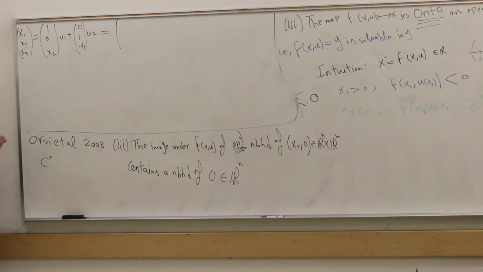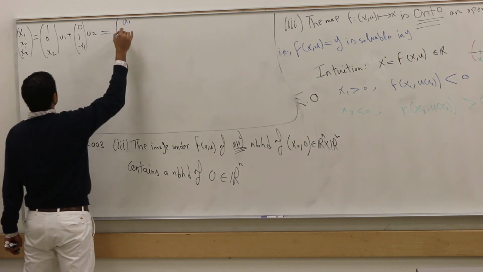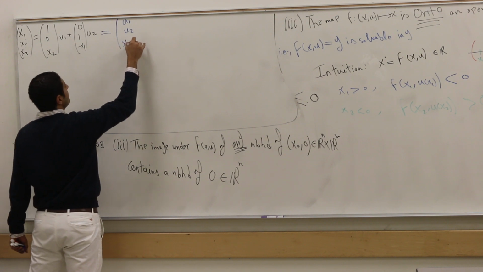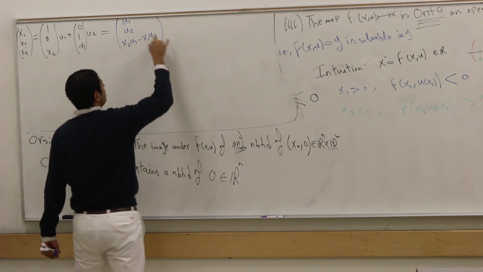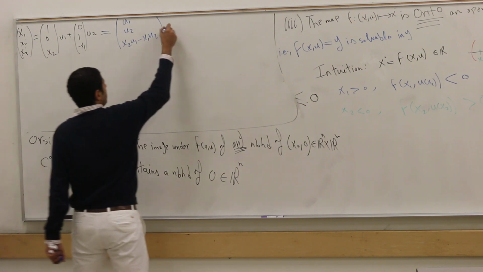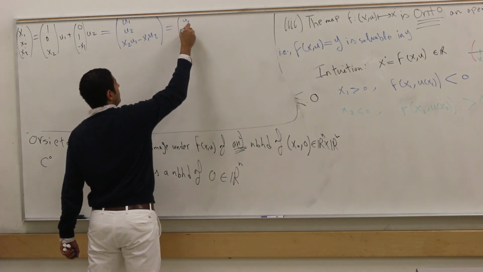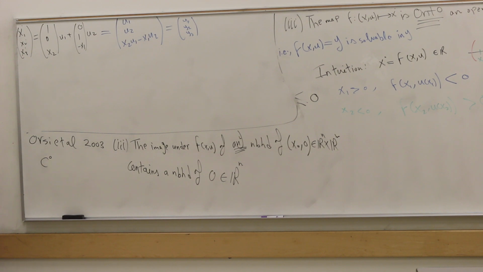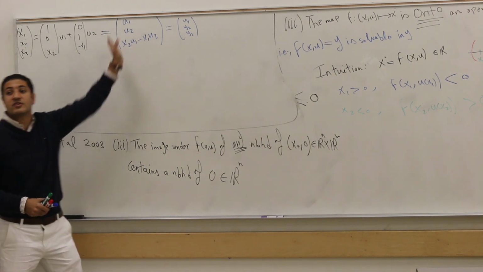So your f of x and u is u1, u2, x2 u1 minus x1 u2, and you want to see that this is an onto map. So how do you do it? How do we do it? We equate this with some y's, y1, y2, and y3, and try to do what? Try to solve it for the y's, and so you solve for x and u in terms of what?